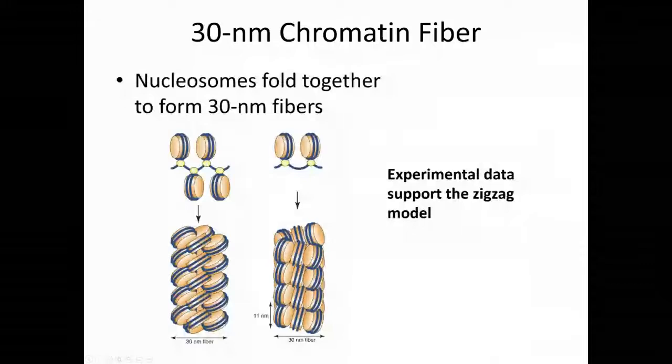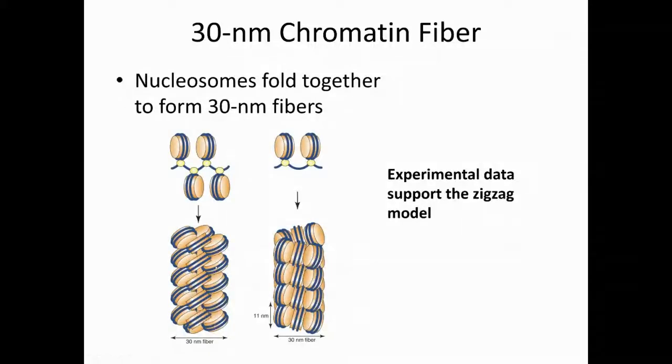And then, in the living cell, the nucleosomes can be packed on top of one another, so they form this 30 nanometer fiber. The formation of the 30 nanometer fiber comes from the histone tail interaction between neighboring nucleosomes and also the presence of linker histone. And there are two different models for the 30 nanometer chromatin fiber.